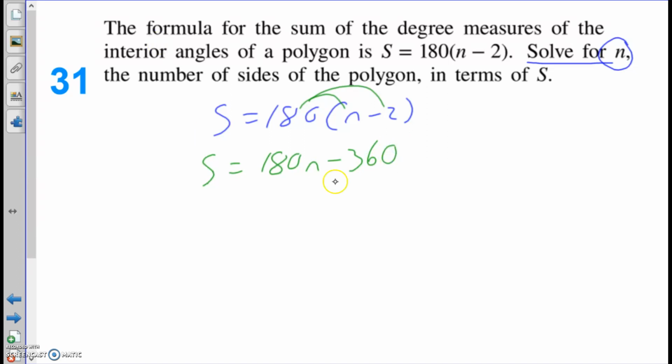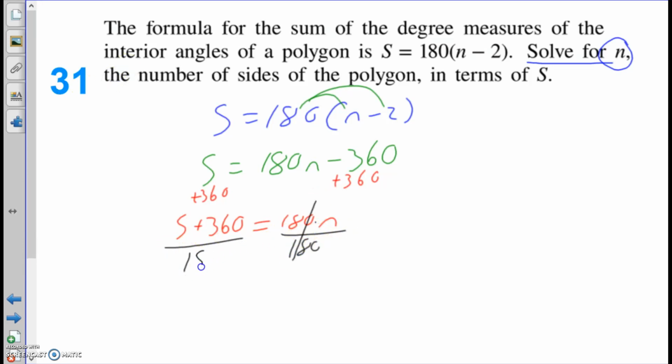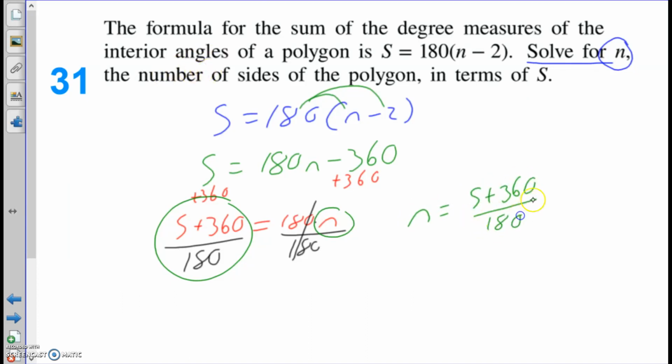And then literally it's just solve for n. So I add 360 to the other side, so S plus 360 equals 180n. And as you know, 180n really means 180 times n. To get rid of that, the inverse operation, move it to the other side. So we're going to divide 180 on both sides. And now n's alone. I'm not going to worry about simplifying it. So n equals S plus 360 divided by 180.